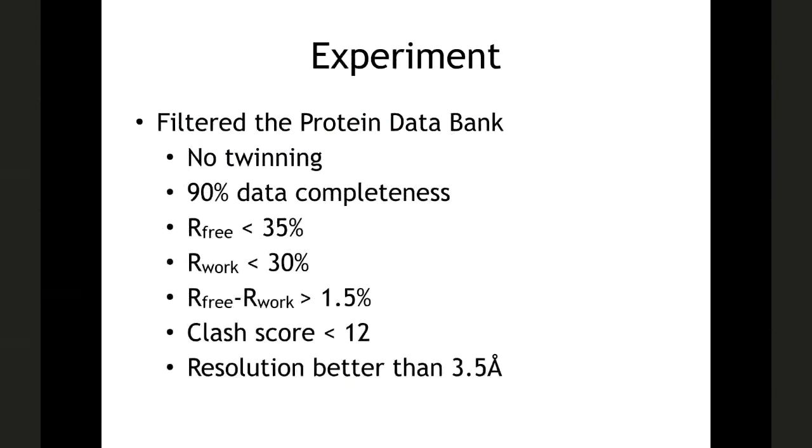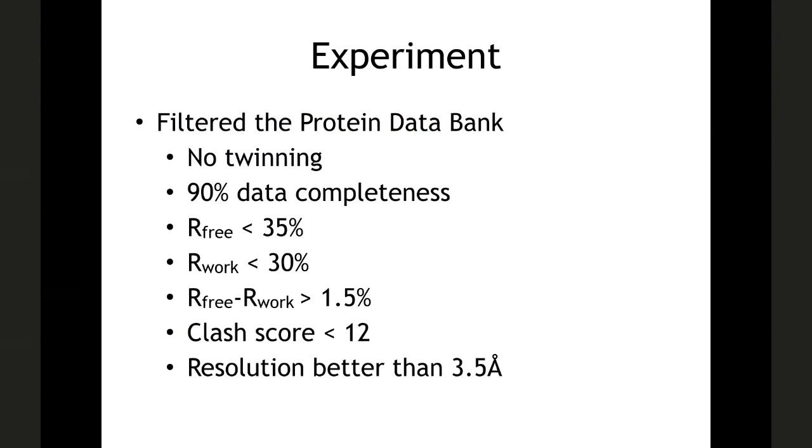We did an experiment. Obviously, when you create a new program, you want to do an experiment. So we did it on the whole Protein Data Bank, and we filtered the data bank based on the experimental data. So we didn't want to do it on everything. So we excluded twinning, made sure that the data was 90% complete, and we made sure the R values were not in a bad range.